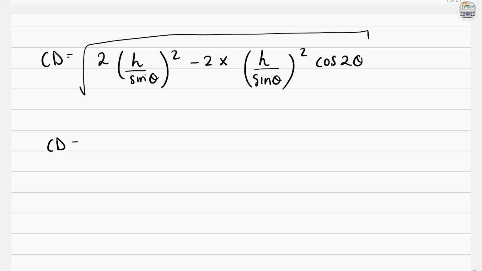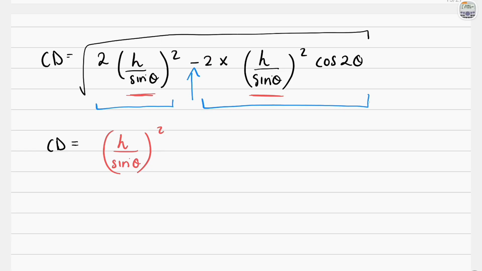So we have CD is equal to, and I'm going to take out h over sine theta as the common factor. So inside this radical, of course, this is h over sine theta all squared. That's what I'm taking out as a common factor. And so if you take that out as a common factor, we have two terms here. This is the first term. There's the minus sign separating, and then this is the second term.